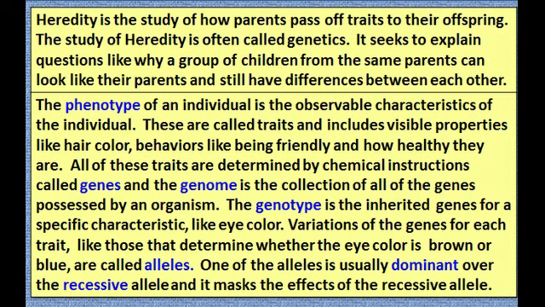The genotype is the inherited genes for a specific characteristic like eye color. Variations of the genes for each trait, like those that determine whether the eye color is brown or blue, are called alleles. One of the alleles is usually dominant over the recessive allele, and it masks the effects of the recessive allele.